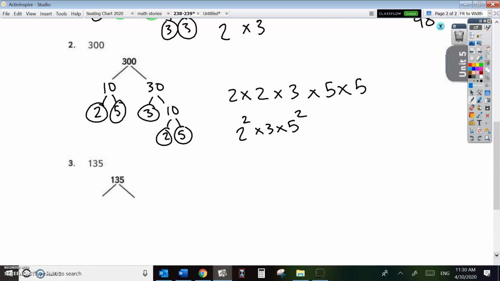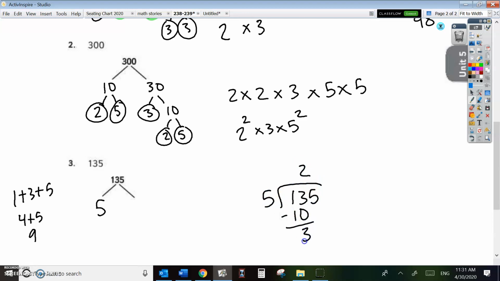135 is our last one. We know it's divisible by 5 because it ends in 5. 1 plus 3 plus 5, that's going to be 4 plus 5 is 9. So that's also divisible by 3. But since it has a 5 in the last digit, I know it's divisible by 5, so I'm just going to use 5. And do 135 divided by 5. That's 27.